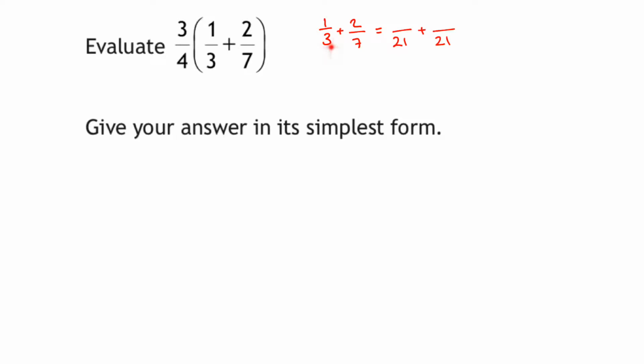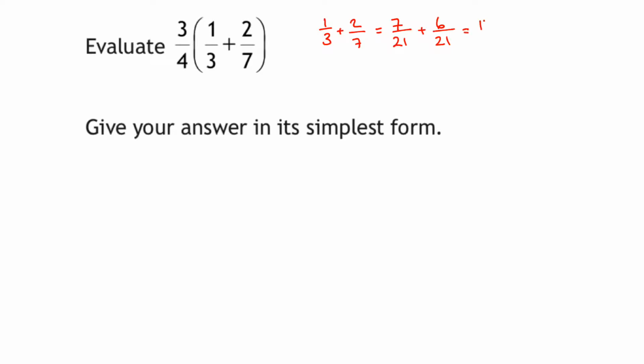And we've multiplied the 3 by 7 to get 21. So we need to multiply the 1 by 7. Then we've multiplied the 7 by 3, so we need to do the same with the 2.